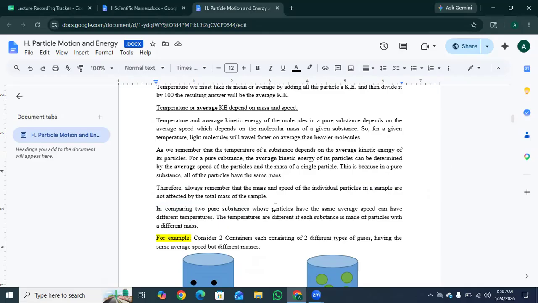Therefore, always remember that the mass and speed of the individual particles in a sample are not affected by the total mass of the sample. In comparing two pure substances, whose particles have the same average speed, they can have different temperatures. The temperatures are different if each substance is made of particles with a different mass. So basically, the mass and speed of individual particles are not affected by the total size or total mass of the entire sample. If two different substances have particles moving at the same average speed, they can still have different temperatures if their particles have different masses.